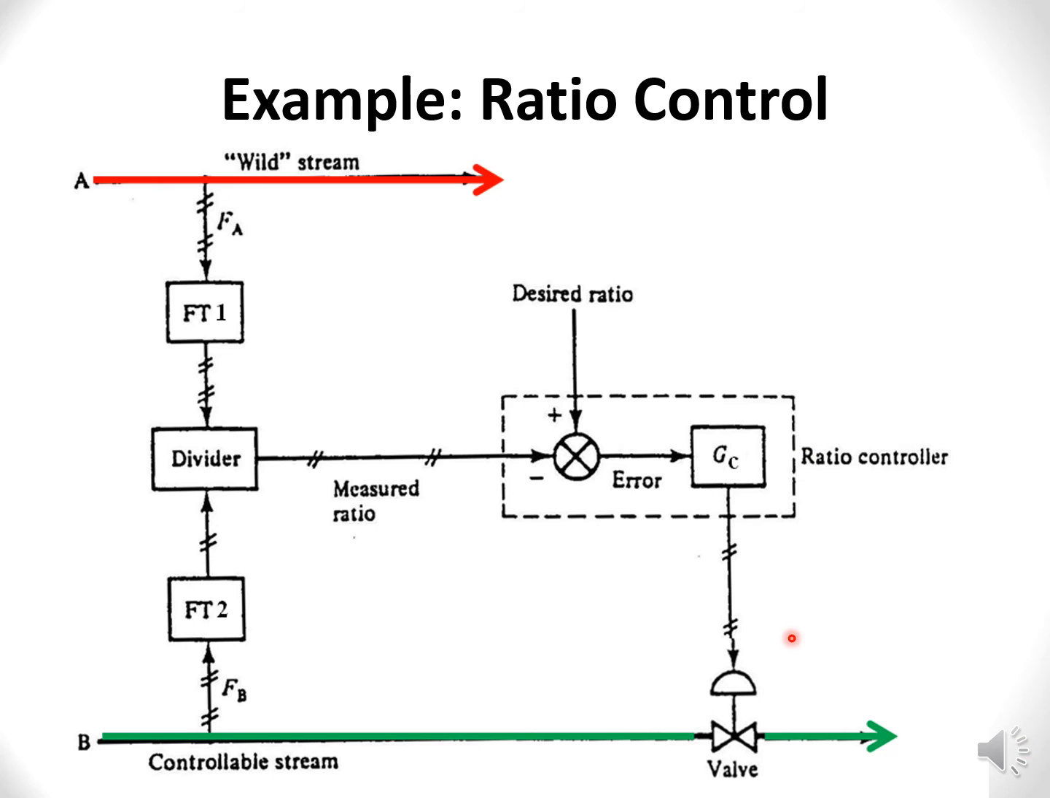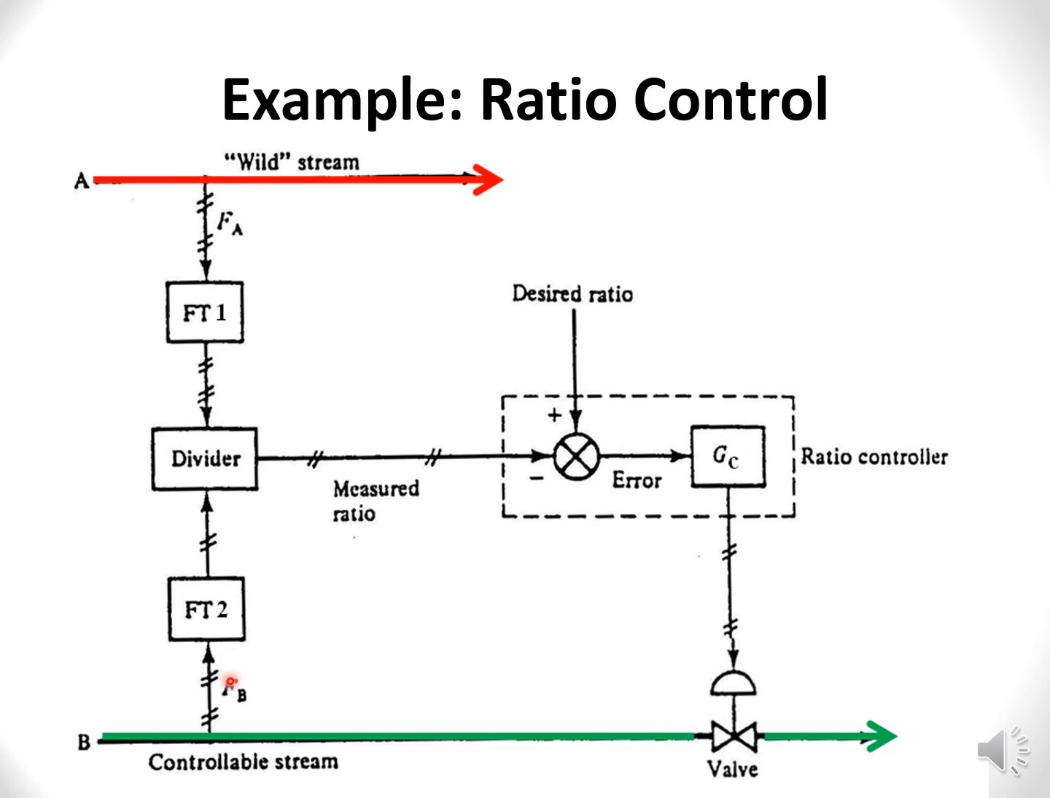This is a very typical example of a ratio control being used. In this case, we are trying to control the ratio between stream A and stream B. This is the controllable stream, where the control valve, the manipulator, is here. This one is not controlled at all, so it's the wild stream. You can measure it, but you don't have a control action on it, so it's called a wild stream. Maybe you can control it, but it's not necessary, because what you want is a ratio, and we need to control only one.